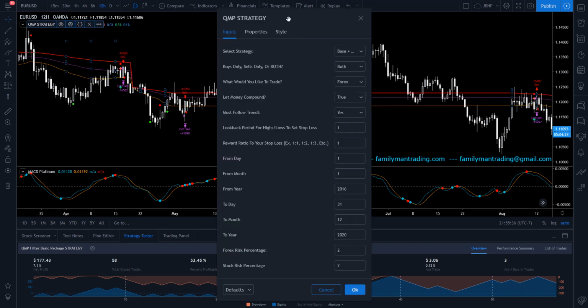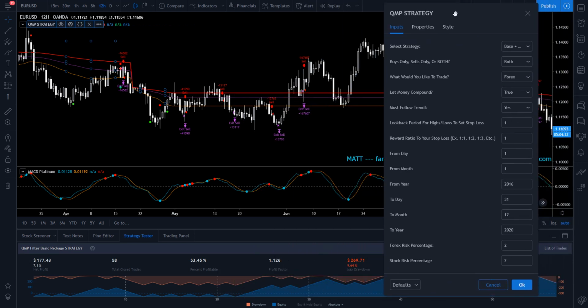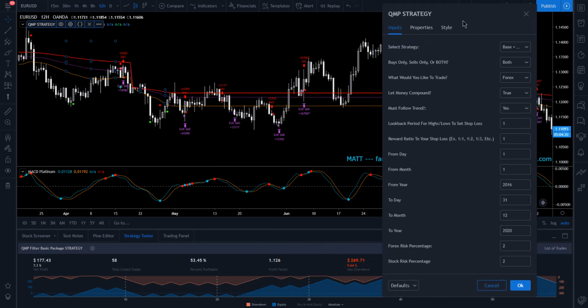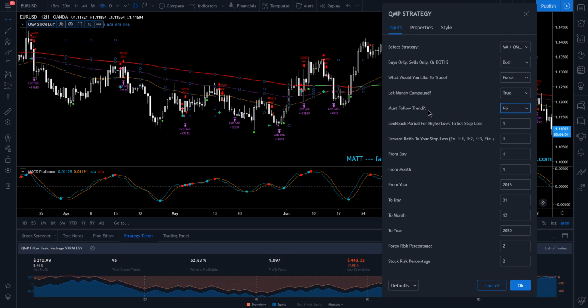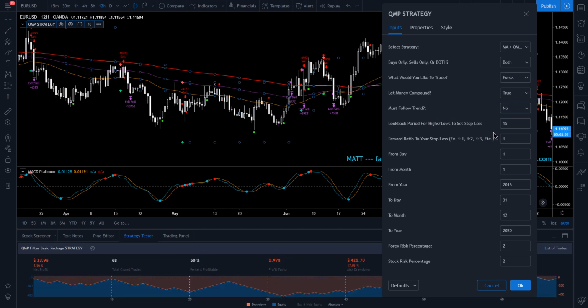So let's go back into our settings. And here's another helpful hint for you. With the MA plus QMP dots, we're going to trade when the MA lines are stacked up appropriately and the QMP dots appear. The other setting that we want to do is no trend confirmation. It does not have to follow the trend in order to be successful with this currency. The look back is different because currencies act different. Every pair is different. They have their own relationship to each other.